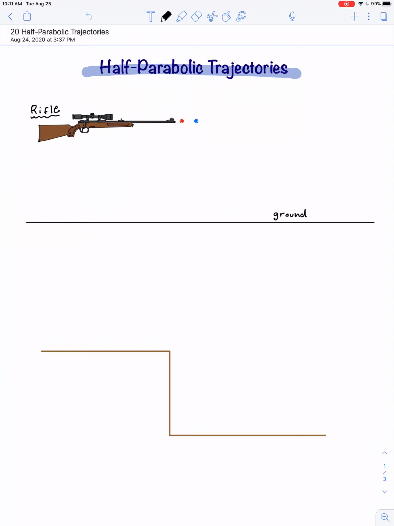Hey, here's an interesting what if. What if you had two bullets? In this case, I show a red one and a blue one. And what if you were to just drop the red bullet from the height of the barrel of this rifle so it falls to the ground, starting from a state of rest? And then the other bullet, the blue one, was shot out of that rifle.